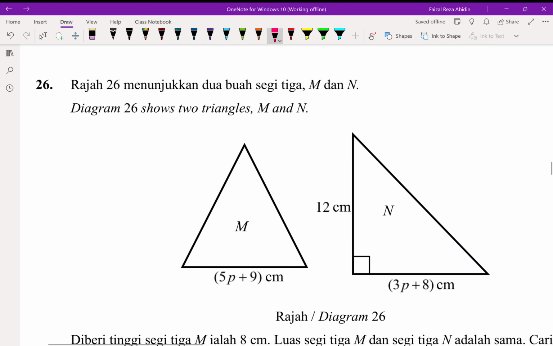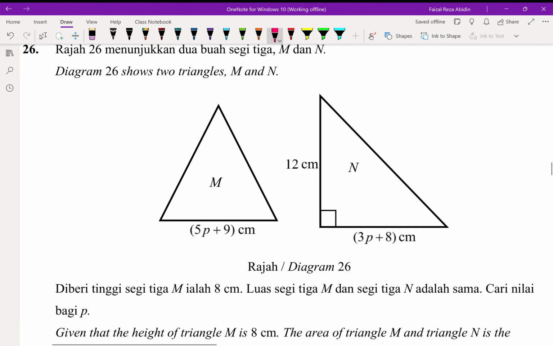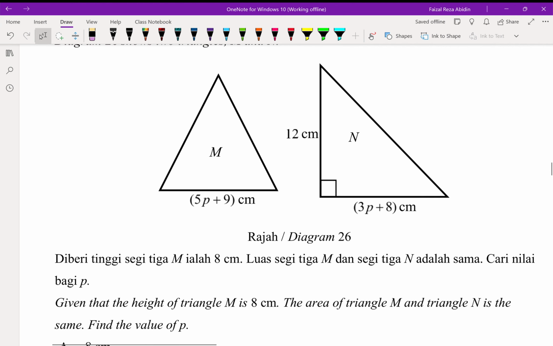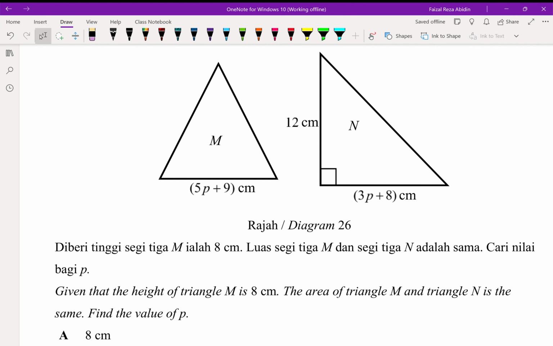Okay, next one. Okay, given our two triangles M and N. Okay, given that the height of triangle M is 8 cm. Okay, dia tak ada dekat sini, kita lukis lah. The height, 8 cm. The area of triangle M and triangle N is the same.